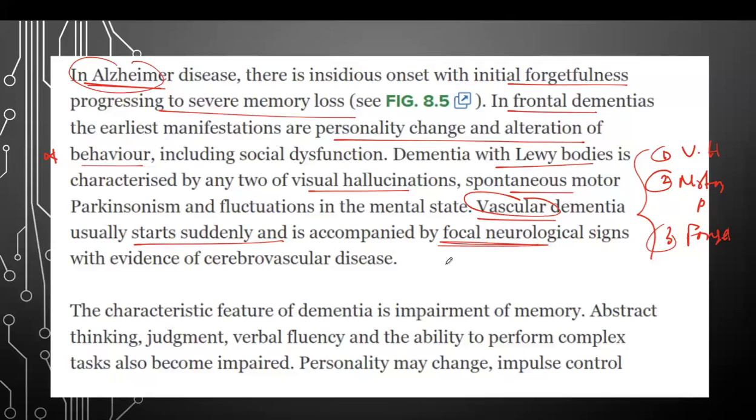Okay, the difference is delirium is an acute condition, which is acute confusion, and dementia is basically chronic forgetfulness. A lot of difference between these two.